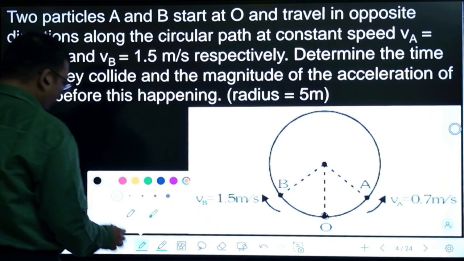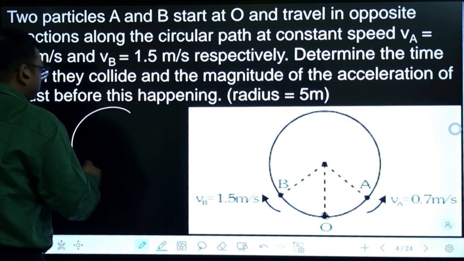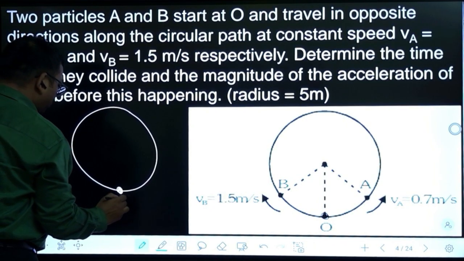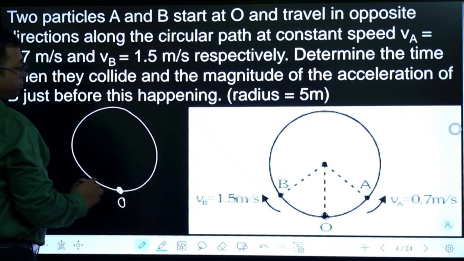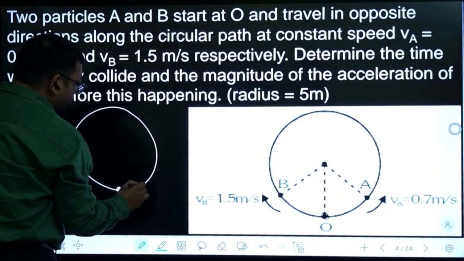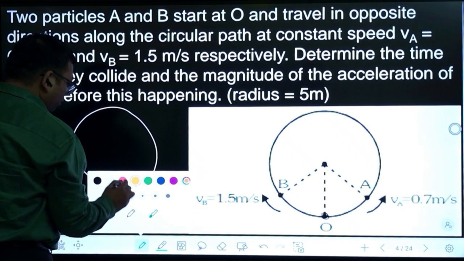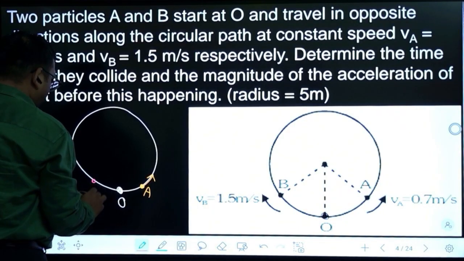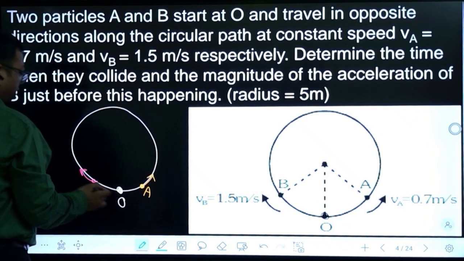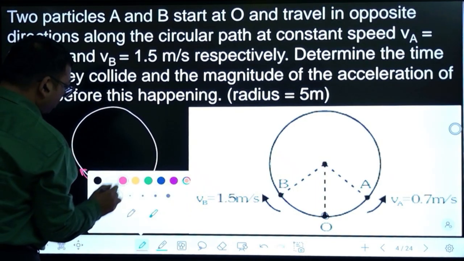Okay, so let me draw the diagram again here. This is a circle and two particles are starting from the same point O, but one is going this way, the other is going that way. Let us take A is going in this direction. This is A and this is B. They are starting from the same point, and B is going that way. So this is B.